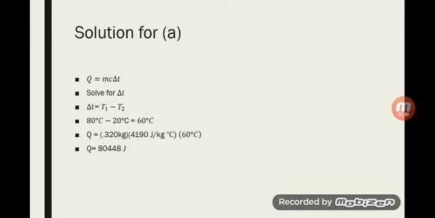So plug that in. Q is equal to 0.320 kg times 4190 joules per kilogram degree Celsius and 60 degrees Celsius. So the kilogram and degrees Celsius get cancelled out, and the only thing left is joules, which is 80,448 joules. Next is power.